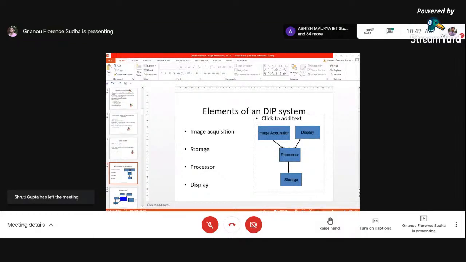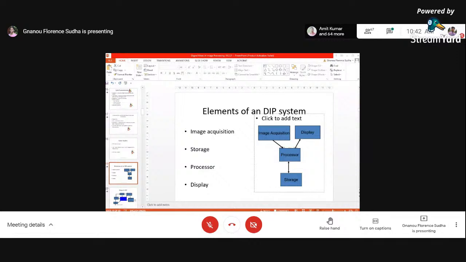So problems have to be formulated, and accordingly the images have to be acquired. After acquiring the image, we need to process the image, which we call the pre-processing stage. After pre-processing, we need to segment, find out which region we need to do the processing on, which we call segmentation, identifying the region of interest. From segmentation, we need to represent the image in the form of numbers or variables and describe it, for recognition and interpretation.